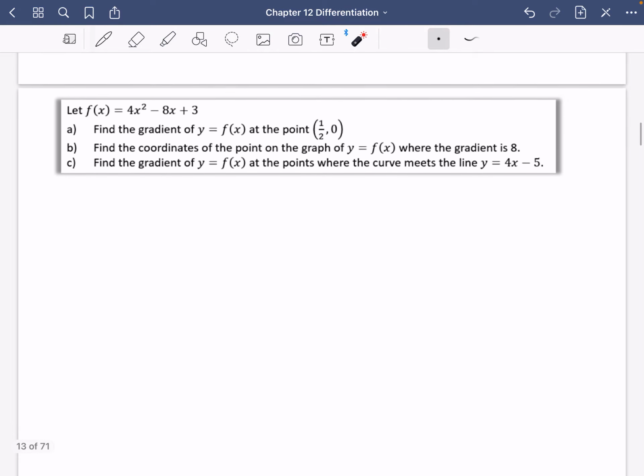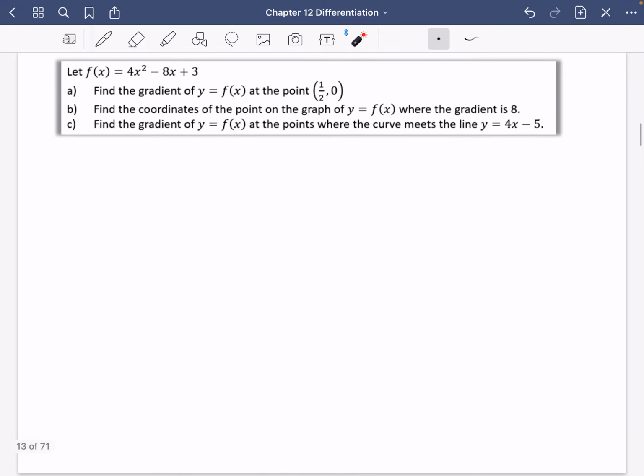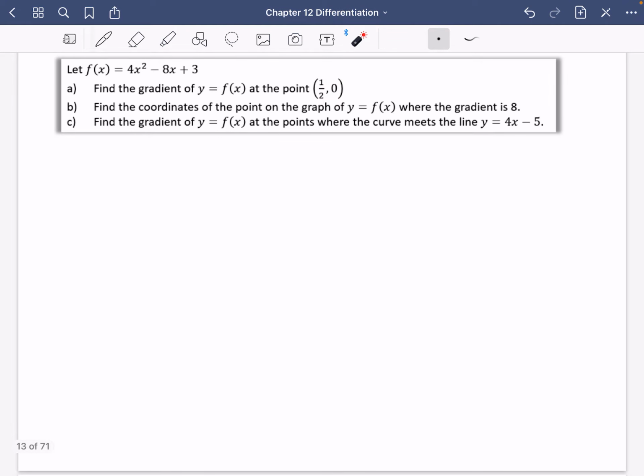Okay, let's keep going. So now I've got this function. I'm going to find the gradient at this stage. So I'm going to find out what f dash x is. Well, for this beginning part, 4x squared, I'm going to do 4 multiplied by the power, which is 2, that's 8x. And I'm going to get minus 8, and I'm going to ignore the 3 because it's going to differentiate to 0. And they want us to find the gradient when x is equal to a half.